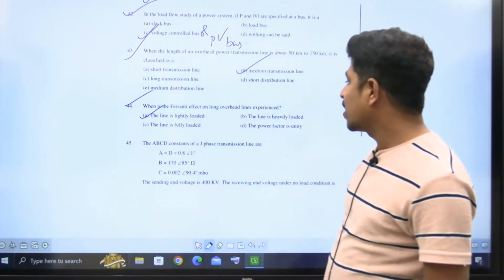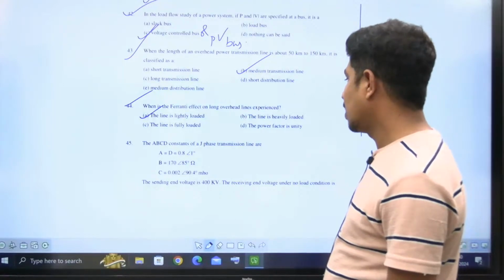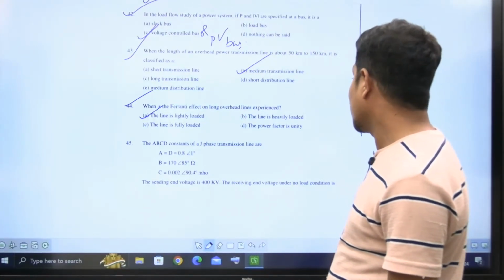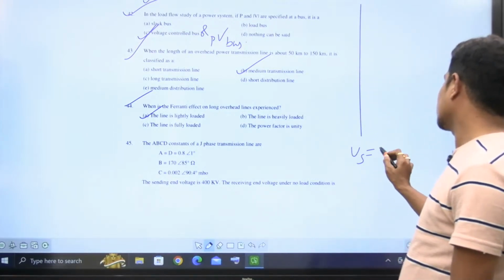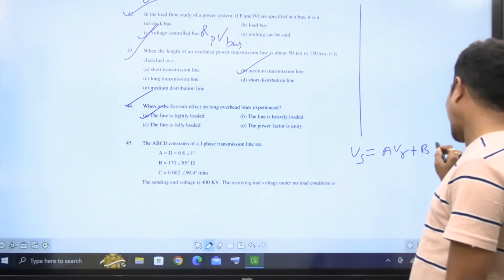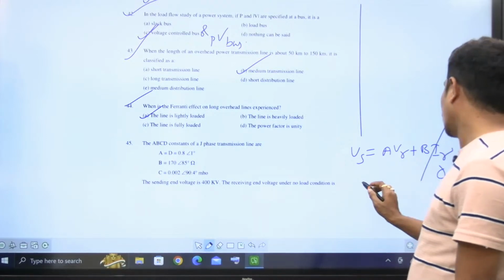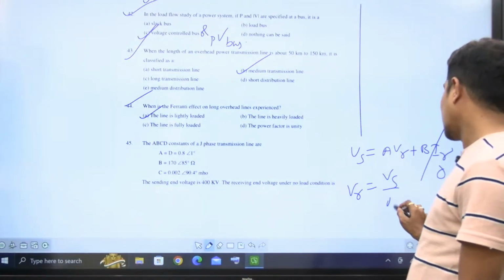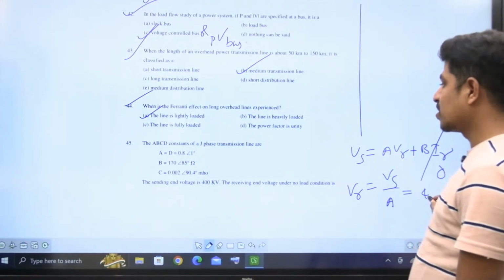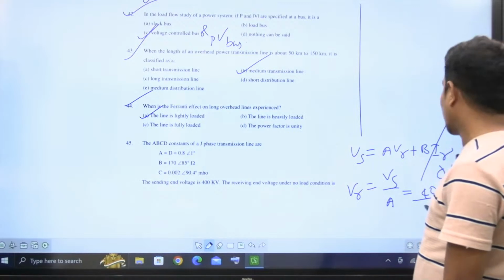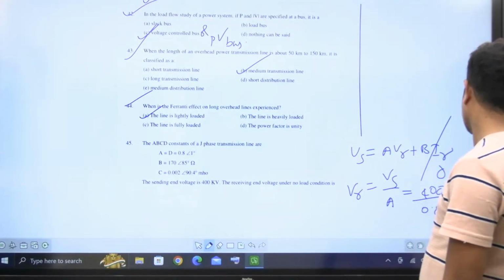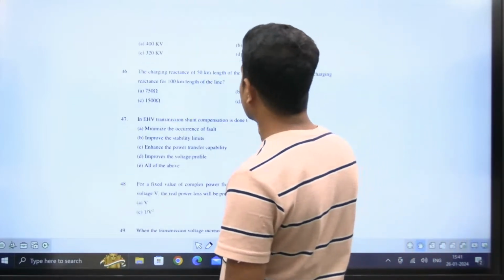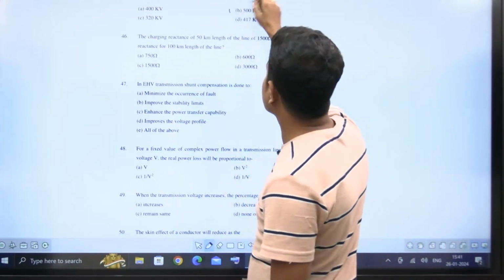Next question. The ABCD constants of a three-phase transmission line are given. The sending end voltage is 400 kV; what is the receiving end voltage under no load condition? We know the equation Vs equals A VR plus B IR, but under no load condition IR is 0. He is asking about the receiving end voltage: VR equals Vs by A. Vs is given as 400, divided by the value of A, 0.8. So it is going to be 500 kV. Answer is 500. Let's see whether the correct option is mentioned. Yes, option is B, 500 kV.